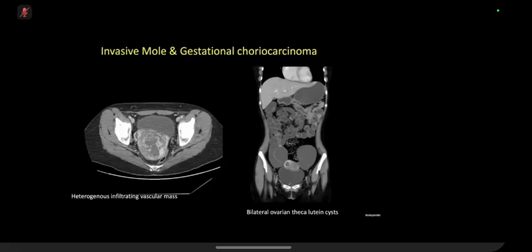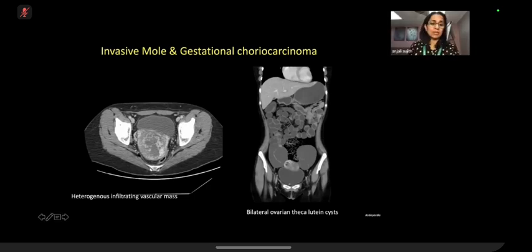Good. So the features are consistent with the invasive. Yeah, it has invaded into the myometrium, and choriocarcinoma behaves like any other malignancy. It can metastasize. So cannonball metastasis to lung is common in choriocarcinoma.